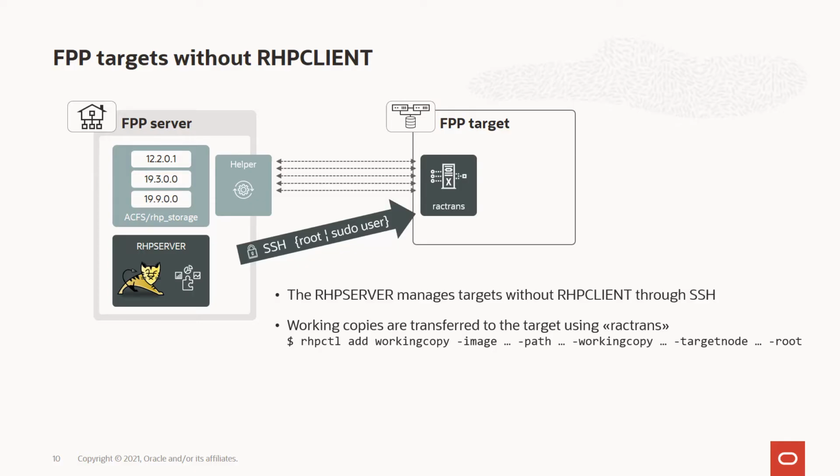And when we copy the images from the server to the target, we call them working copies, because they're copies of gold images that customers use for running databases. So working copies is the name that we use to identify the copy of the gold image on the targets. The FPP server has a listener that is used to track the progress of the copy. So at any time, it's possible for the FPP server to know the progress of the installation, for example.